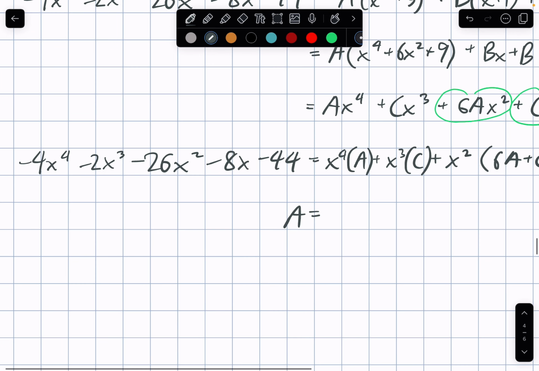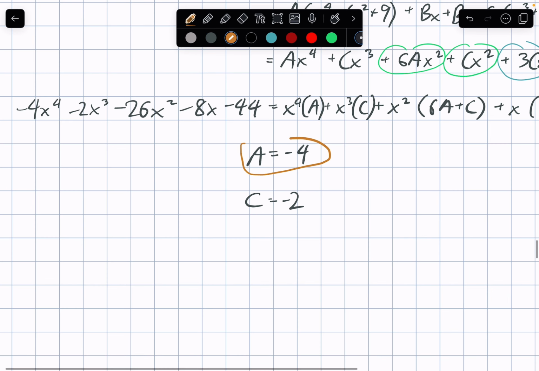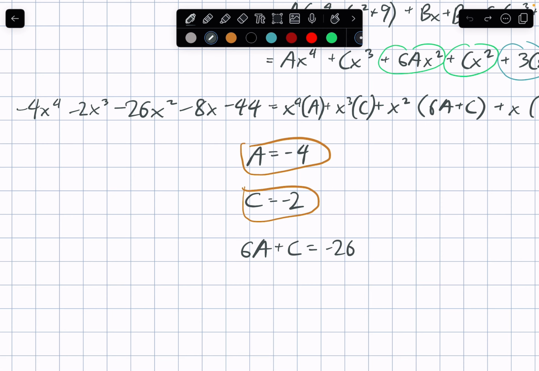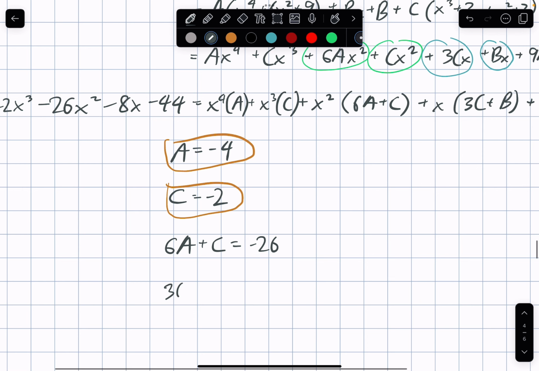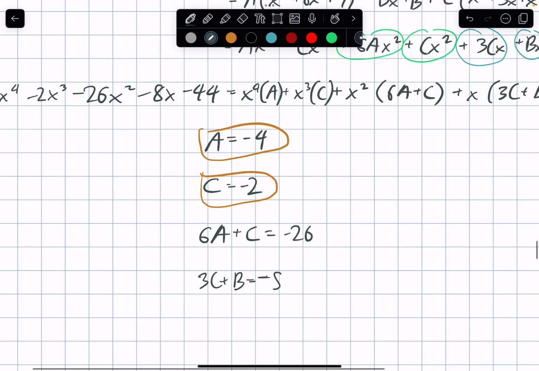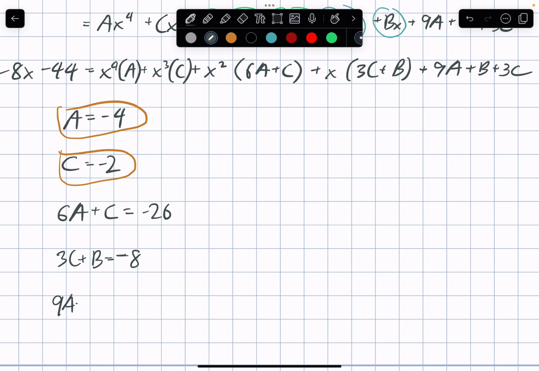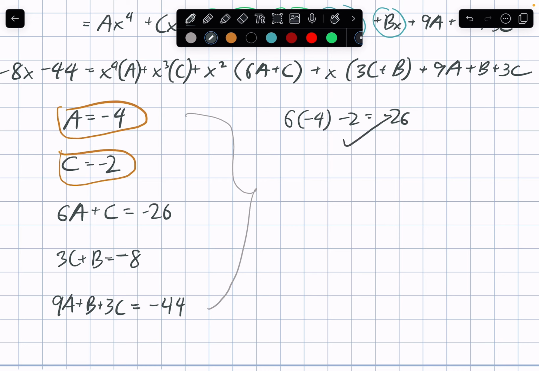So a, for the x raised to 4, the coefficient is negative 4, according to the left side. C, for the x raised to 3, the coefficient is negative 2. At this point, we're already given the values of two variables already. I think that's a good thing. 6a plus c, for the x raised to 2, corresponding coefficient is negative 26. 3c plus b, corresponding is negative 8. How about 9a plus b plus 3c? That's equal to negative 44. Let's confirm if a and c are correct using this equation. So 6 times negative 4, that's negative 24. And then minus 2, that's negative 26. Okay, so we're sure that a and c are correct.